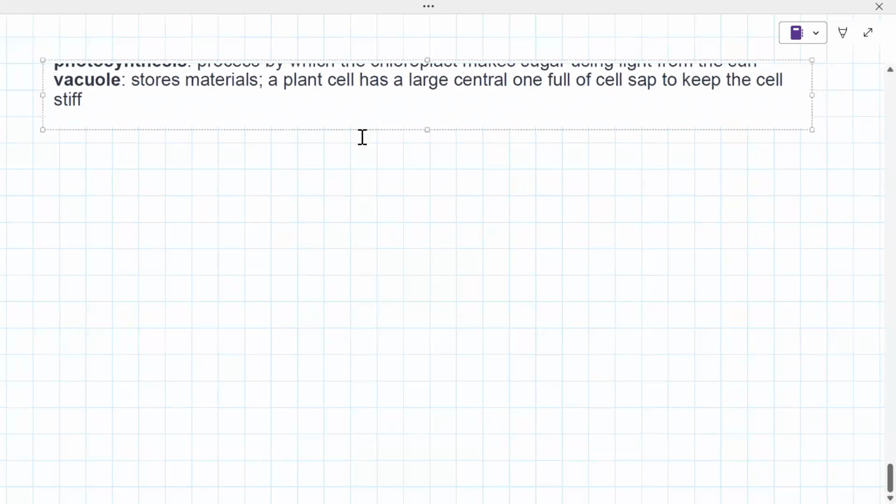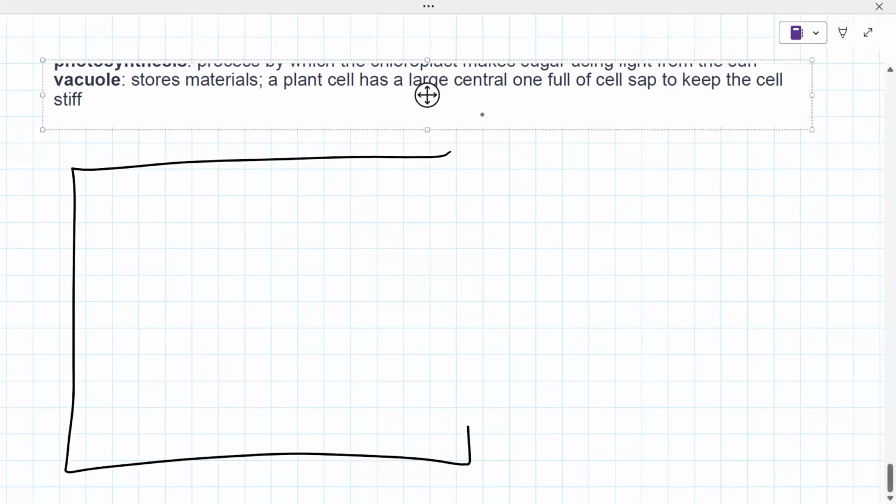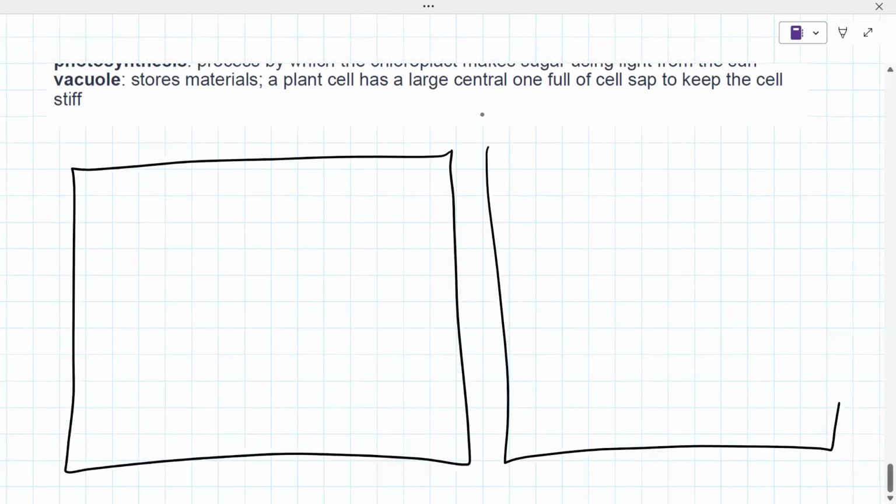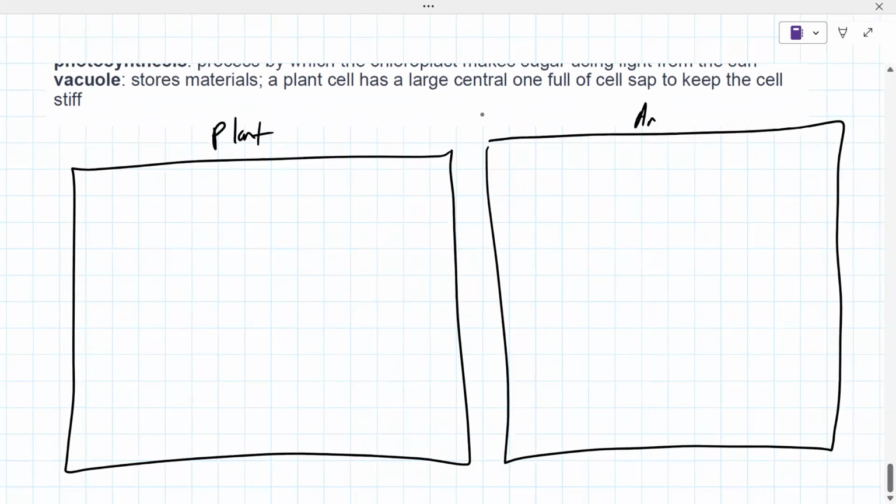Here is one of the last words on there, vacuole. It stores materials. A plant cell has a large central one full of cell sap to keep the cell stiff. So one of the things you might do to review is create a note card or sheet of paper. And you might say, okay, plant versus animal. And the vacuole is for a plant. Okay. Is that clear?